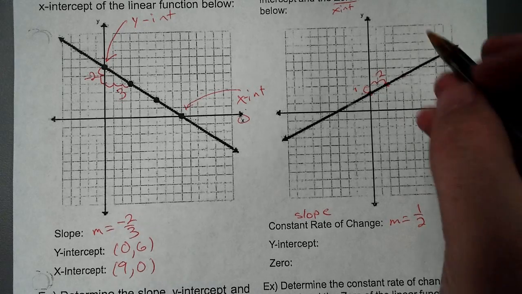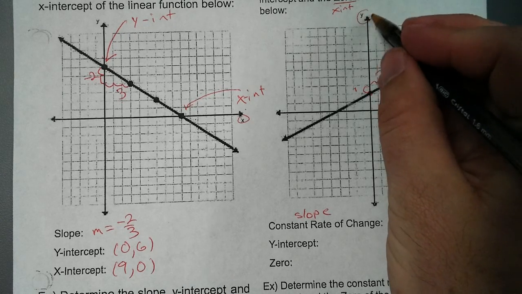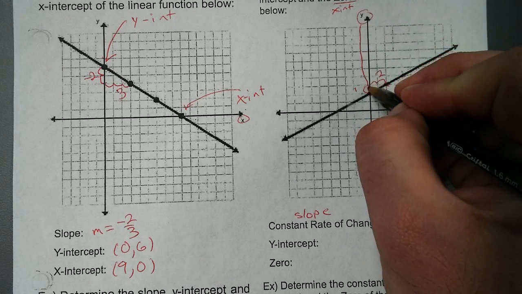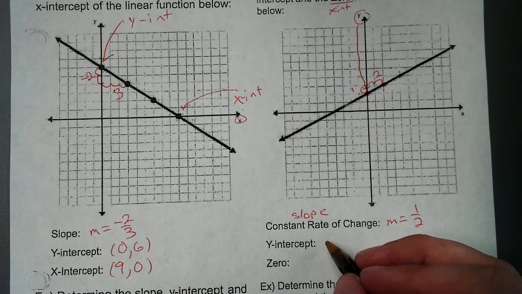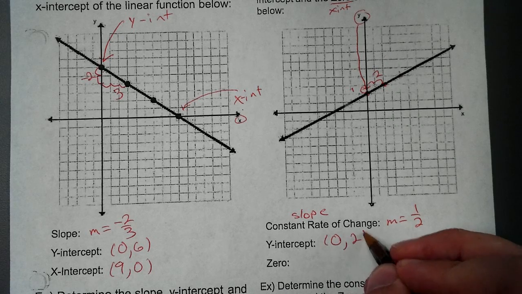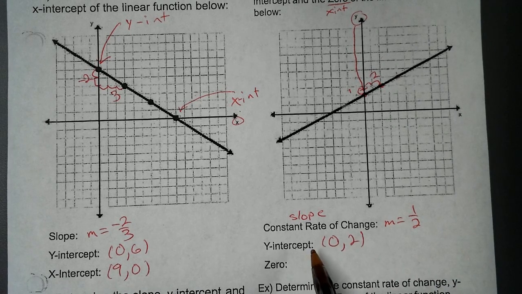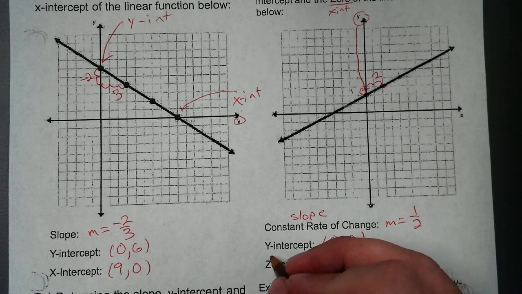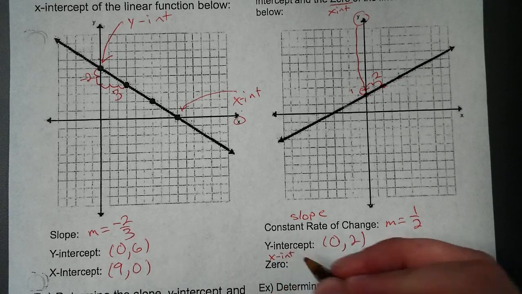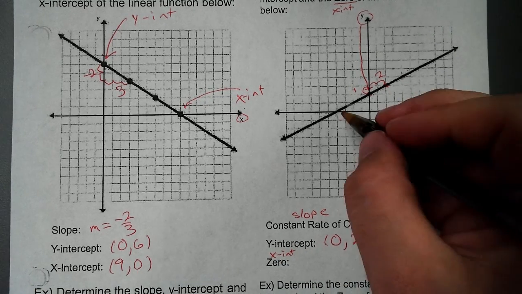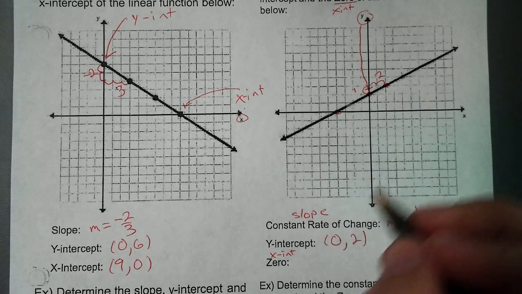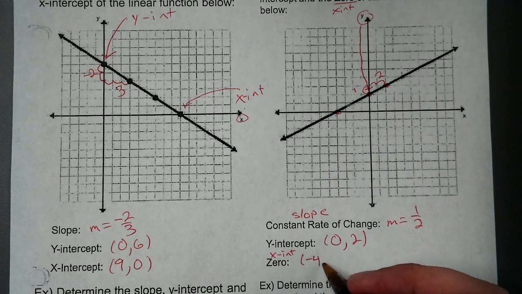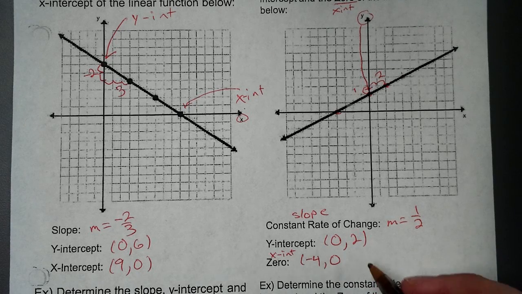My y-intercept, where it hits the y-axis, well, this is my y-axis, so my y-intercept is going to be that point right there. 1, 2. So my y-intercept is at 0, 2. My 0, remember the 0, that's our x-intercept. And that's going to be right here where it crosses the x-axis at negative 1, 2, 3, and 4. So it's at negative 4, 0.